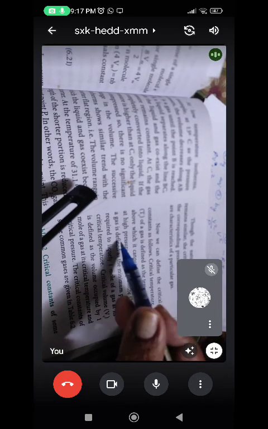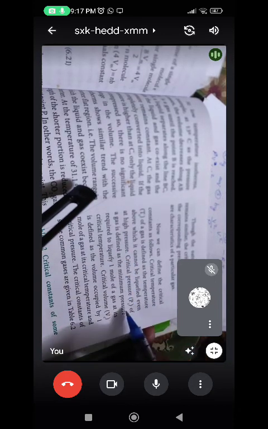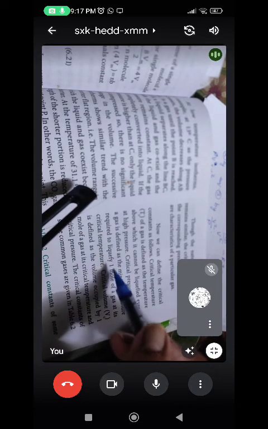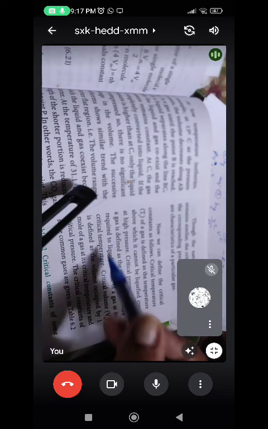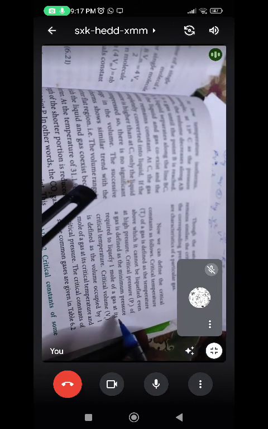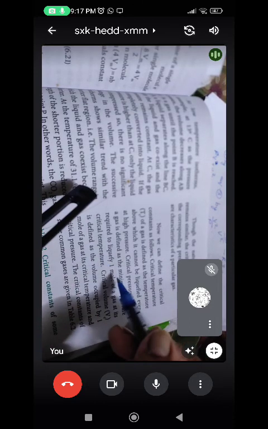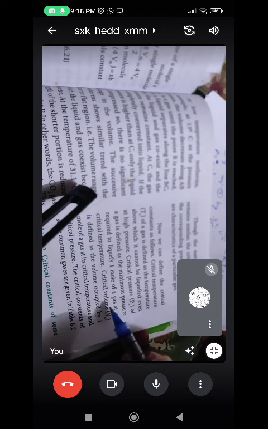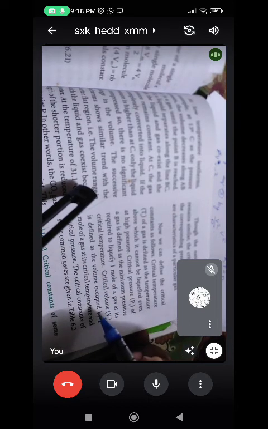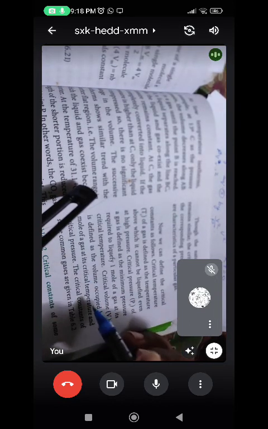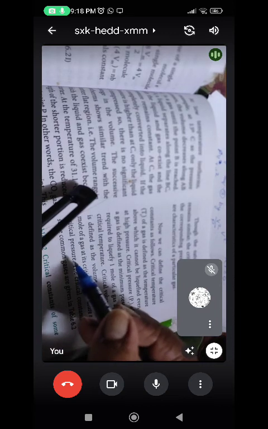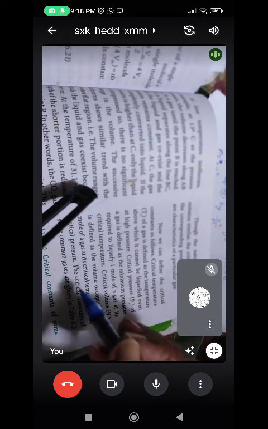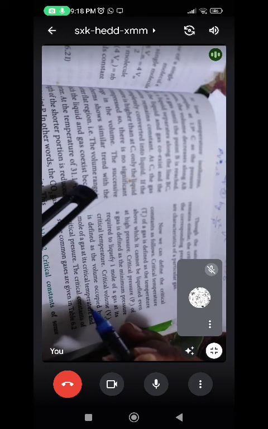Critical pressure of the gas is defined as the minimum pressure required to liquefy 1 mole of a gas at its critical temperature. So at its critical temperature, critical temperature கு corresponding ஆ ஒரு pressure இருக்கும் for 1 mole of a gas. அதுதான் critical pressure. Next, what is critical volume? Vc is defined as the volume occupied by 1 mole of a gas at its critical temperature and critical pressure. So pressure is dependent on temperature and volume is dependent on pressure and temperature.